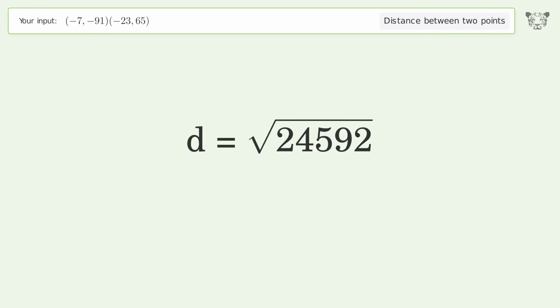And so the distance between the 2 points is the square root of 24,592, or 156.818.